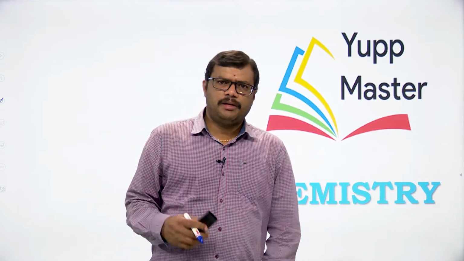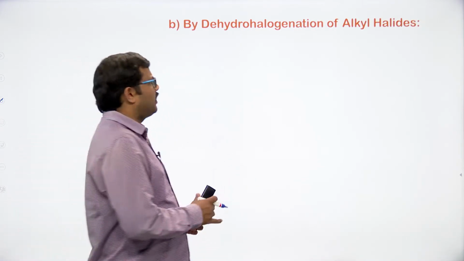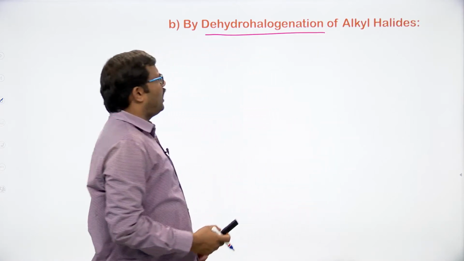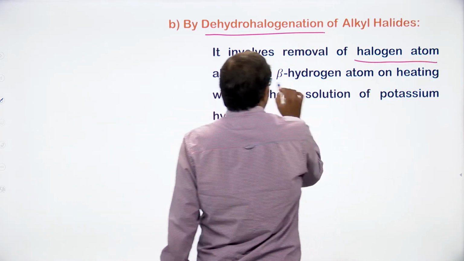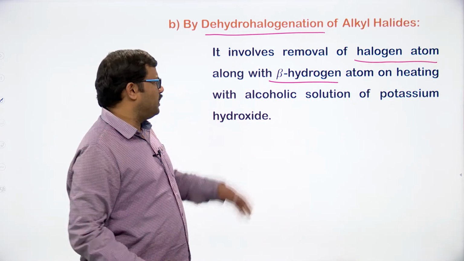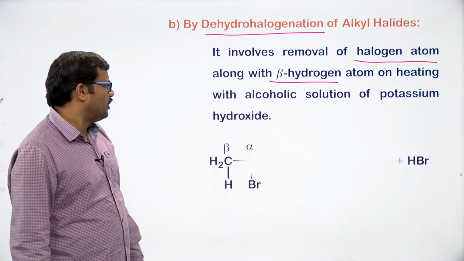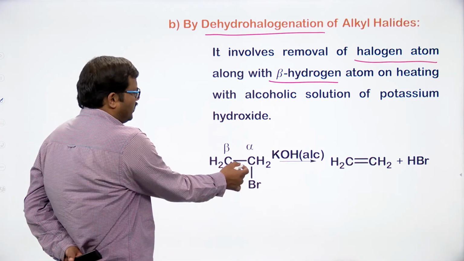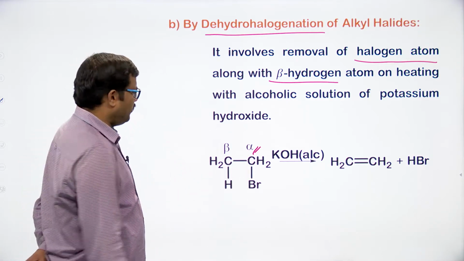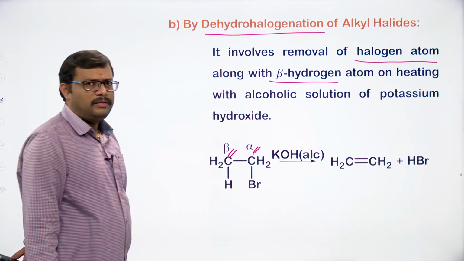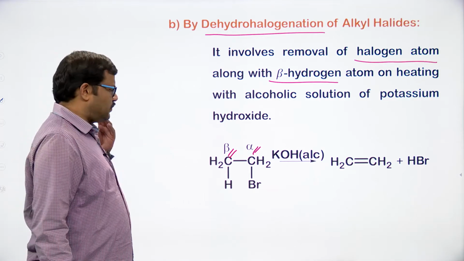In the second method, we started discussing the dehydrohalogenation of alkyl halides. Generally, the halogen atom along with one of the beta hydrogen atoms is removed on treatment with alcoholic potassium hydroxide. The carbon attached to the halogen is taken as the alpha carbon and the next carbon is the beta carbon, then gamma, delta, etc. So we have seen the alpha, beta designations for the carbon atoms.